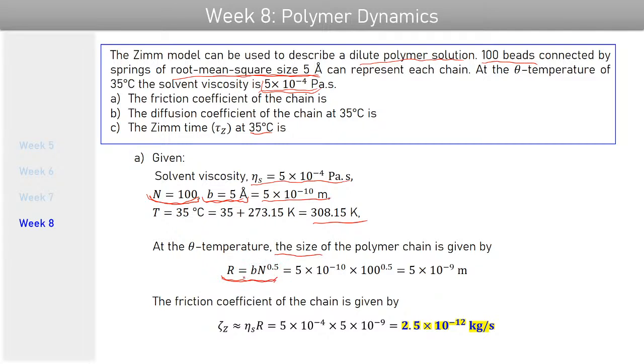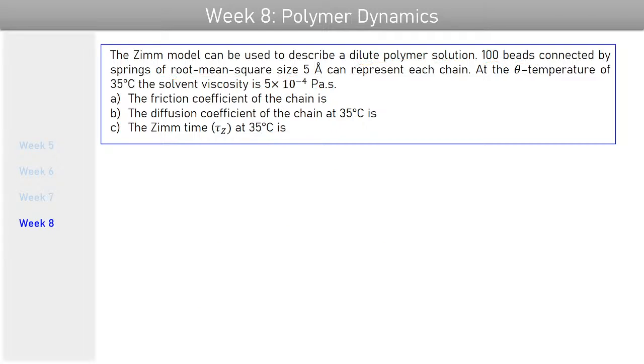So we have this expression here, and we substitute the values. An estimate for the polymer chain size is obtained as 5 nanometers. And the friction coefficient of the chain in this Zimm model is approximately given by the solvent viscosity and the size of the polymer chain, their product, which comes out to be this. So that's the friction coefficient that we get here. And the second part was the diffusion coefficient.